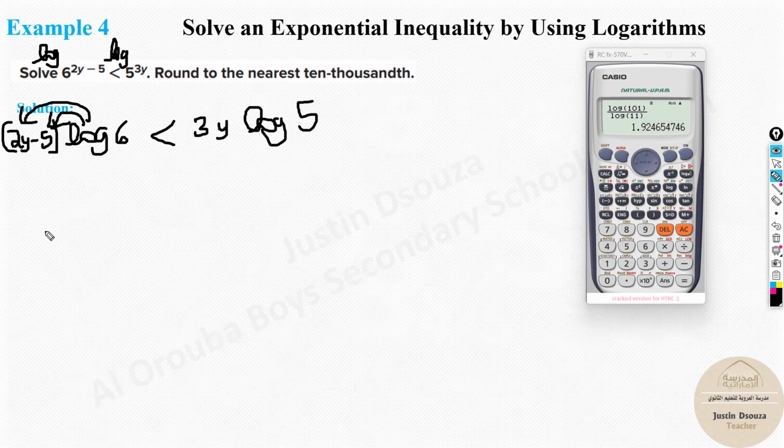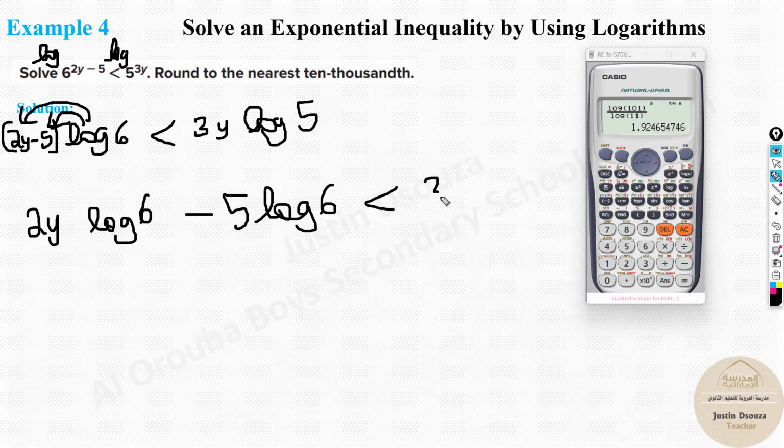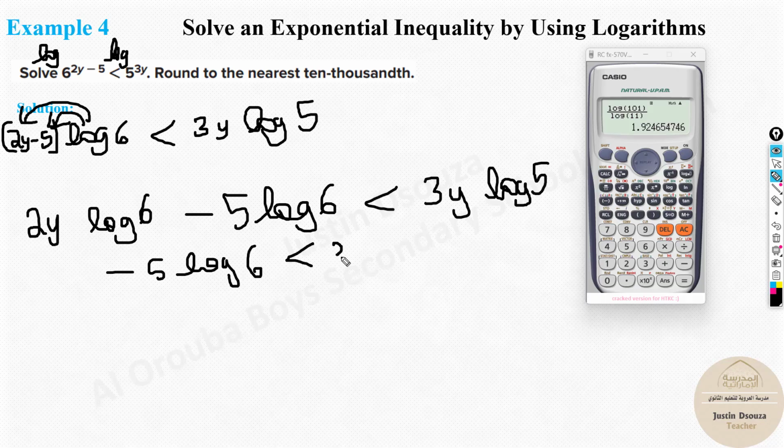Then it will be 2y log 6 minus 5 log 6 less than 3y log 5. All you need is these y values, so group the y's together. So now leave this over here, take this to the other side. This one, minus 5 log 6, is over here, is less than 3y log 5, and take this entire thing to the other side. It becomes minus 2y log 6.